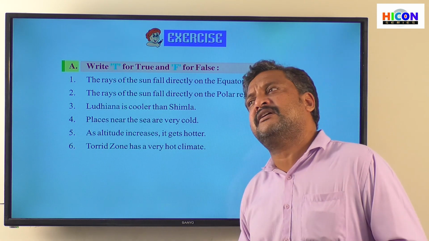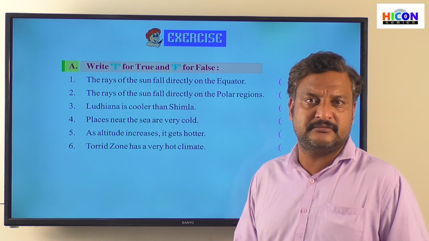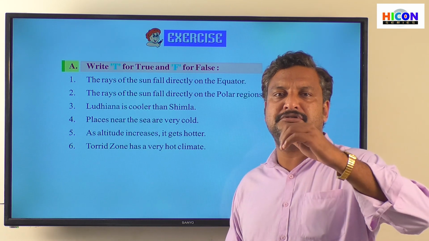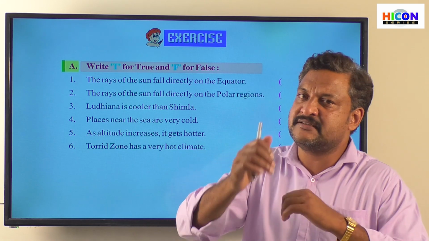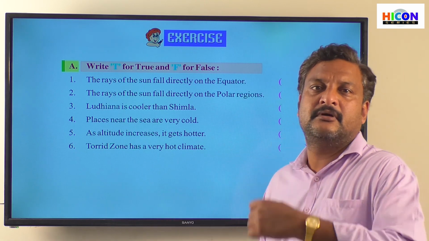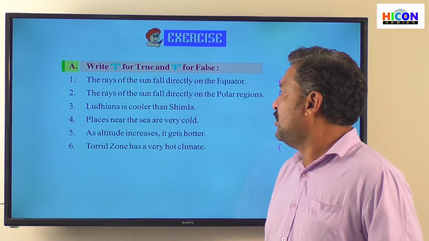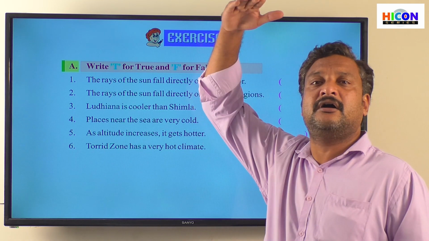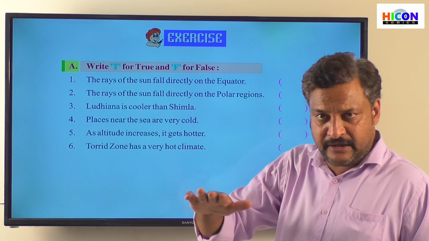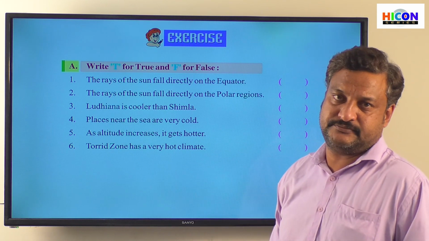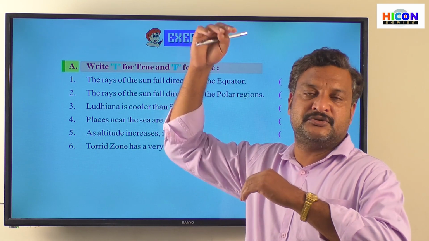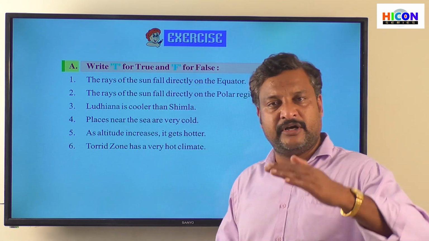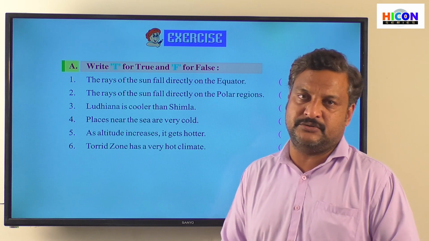Ludhiana is a place which is actually located in Punjab, isn't it? Above Punjab we have Haryana, Himachal Pradesh, and Shimla is the capital of Himachal Pradesh. So, Shimla is of a higher altitude and Ludhiana is of a lower altitude. Okay, Shimla is located on a higher altitude, whereas Ludhiana is located on a lower altitude.